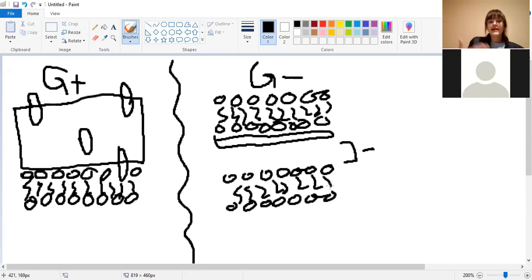So this is how the difference is, right? Gram-positive, a lot of peptidoglycan. It has teichoic acids, but it doesn't have an outer membrane or periplasmic space. Gram-negative does have an outer membrane, has a thin peptidoglycan, and has a periplasmic space, but no teichoic acids. So those are the main differences structurally.